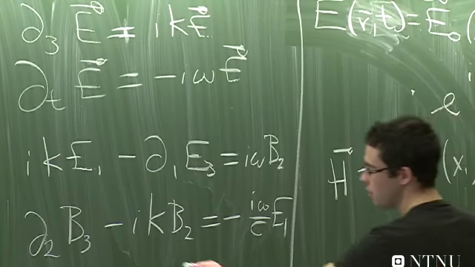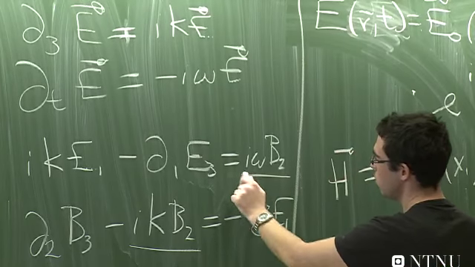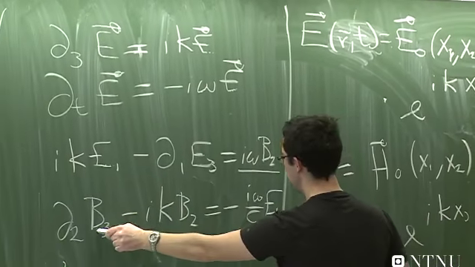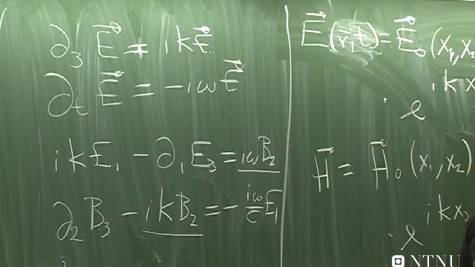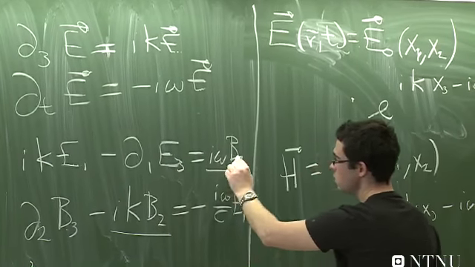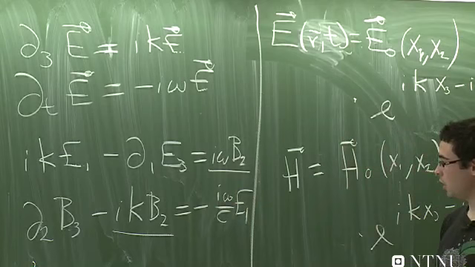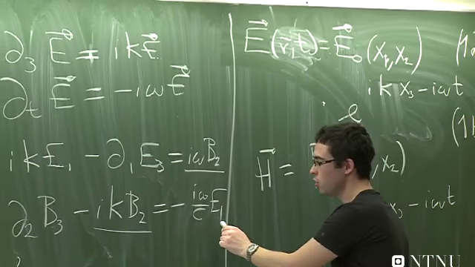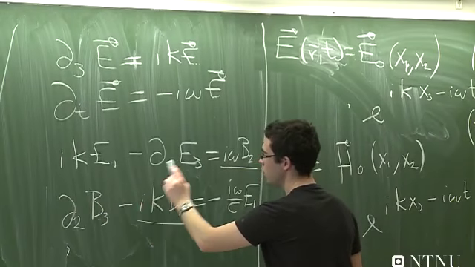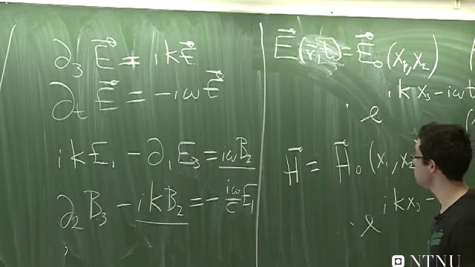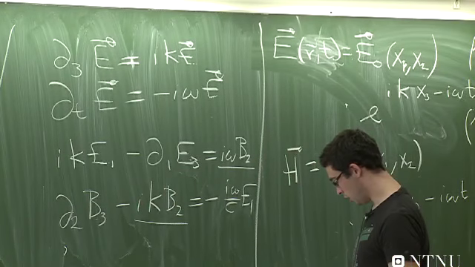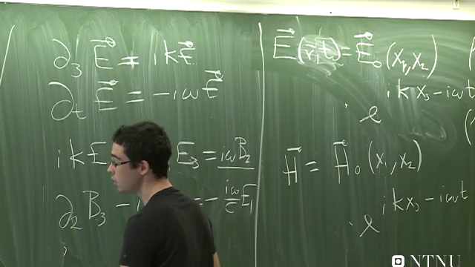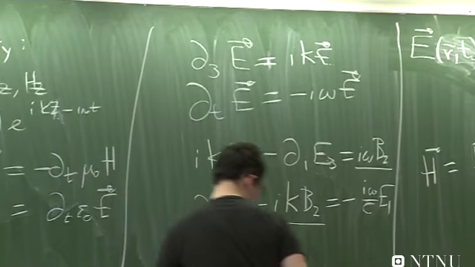Now you see that I can eliminate B2 from this equation, meaning that I only have E3, B3, and E1 left. Meaning that if I eliminate this component of the B field, B2, I will get E1 as a function of B3 and E3 through some derivatives. And then I will get the following. You can do the algebra yourself if you're interested.